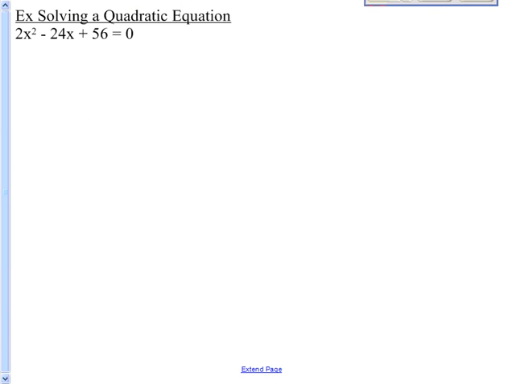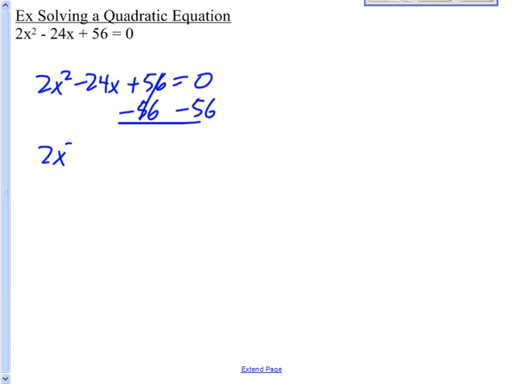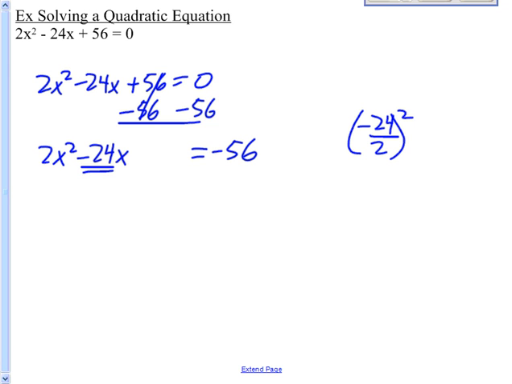Okay. So that's what you do if you have something other than a 1 in front. Let's do one more like that. We have this 2x squared minus 24x plus 56 equals 0. Take the c to the other side. Take the b value, divide it by 2. So negative 24 over 2, that's negative 12. Negative 12 squared is 144.